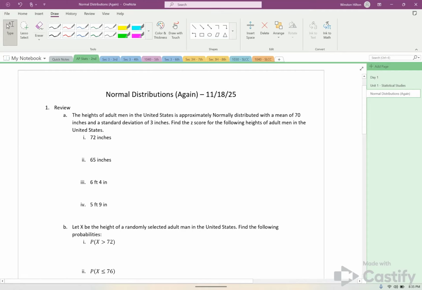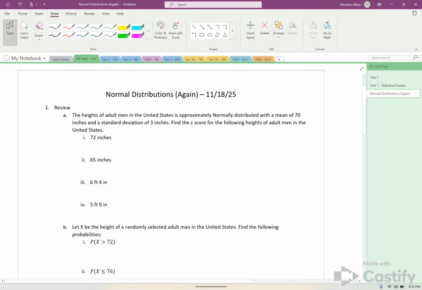All right, today we are going to be discussing normal distributions, again, for a second time. So let's start with this review example. The heights of adult men in the United States is approximately normally distributed with a mean of 70 inches and a standard deviation of 3 inches.